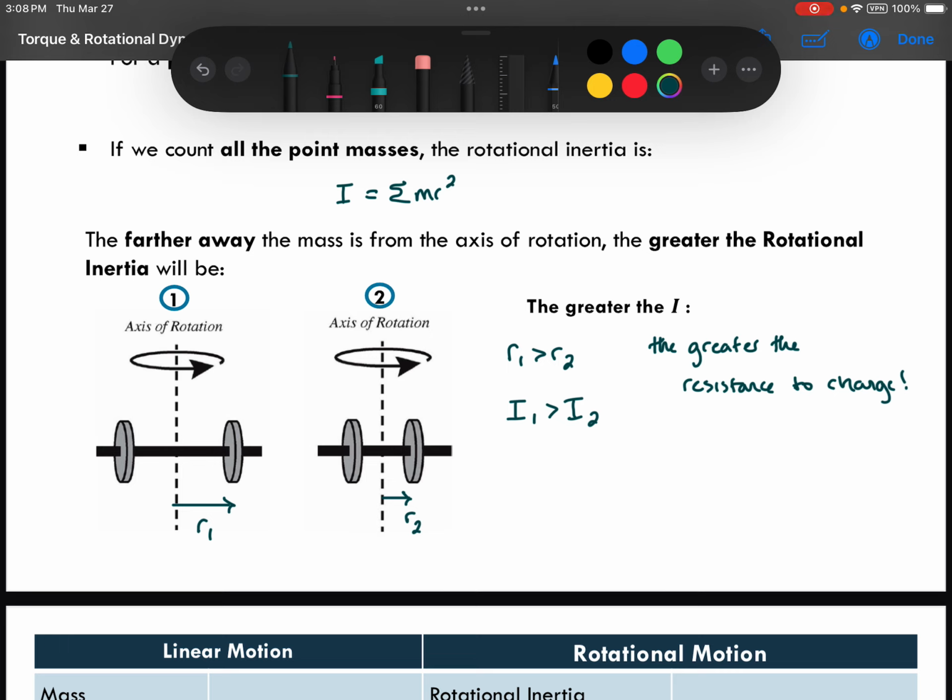And of course, that's resistance to change in angular acceleration. So it's going to be slower to start moving or slower to stop moving.